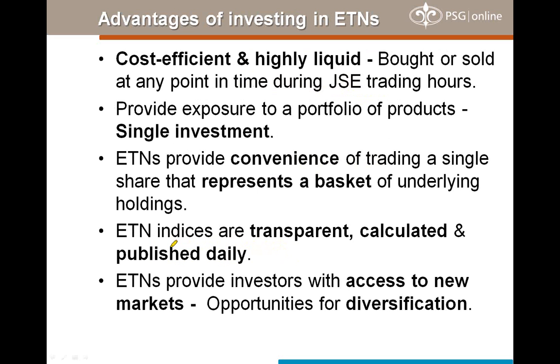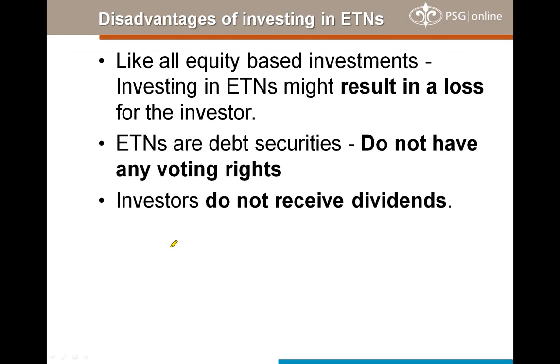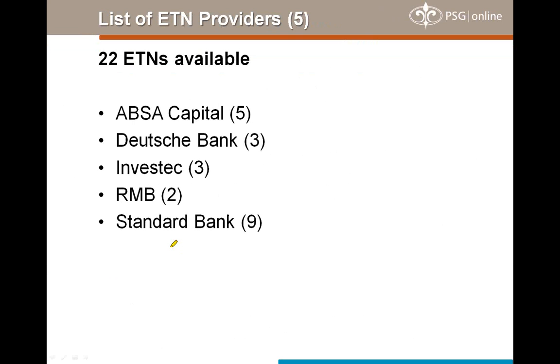Okay. However, they're still very cost efficient and highly liquid. They're still very convenient, and they still represent the basket of underlying assets, all other advantages and things like that. And also an opportunity to diversify your portfolio further. So let's talk about some of these ETNs. There are 22 available. So there's 38 ETFs and 22 ETNs. So you've got 60 products to choose from.